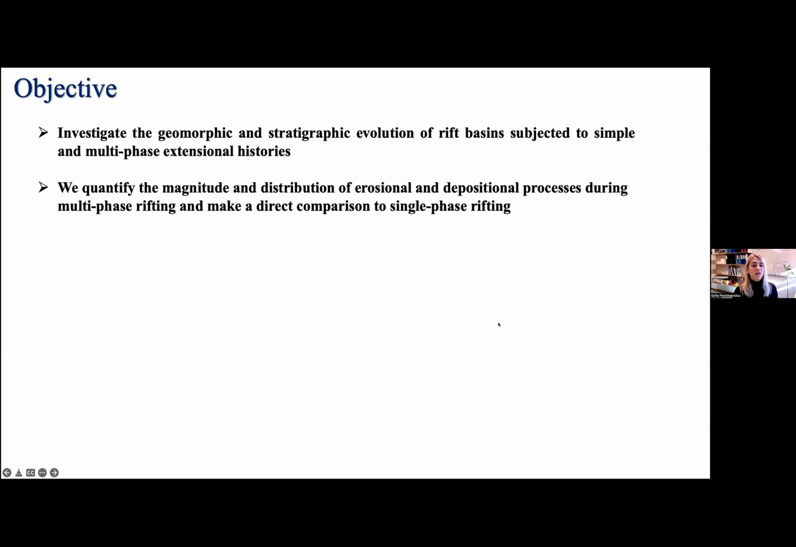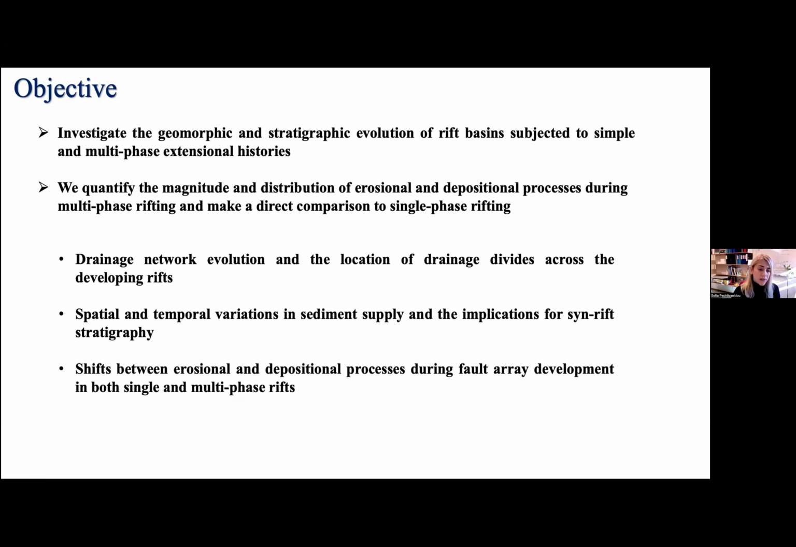So our objective is to investigate the geomorphic and stratigraphic evolution of rift basins that are subjected to both single and multi-phase extensional histories. And we do that by quantifying the magnitude and the distribution of surface processes during multi-phase rifting, and by making a direct comparison to single-phase rifting. In particular, we look at the drainage network evolution and the location of the main drainage divides across the developing rifts. We investigate spatial and temporal variations in sediment supply and the implications for stratigraphy, and finally observe any shifts between erosional and depositional processes during fault growth in both single and multi-phase rifts.